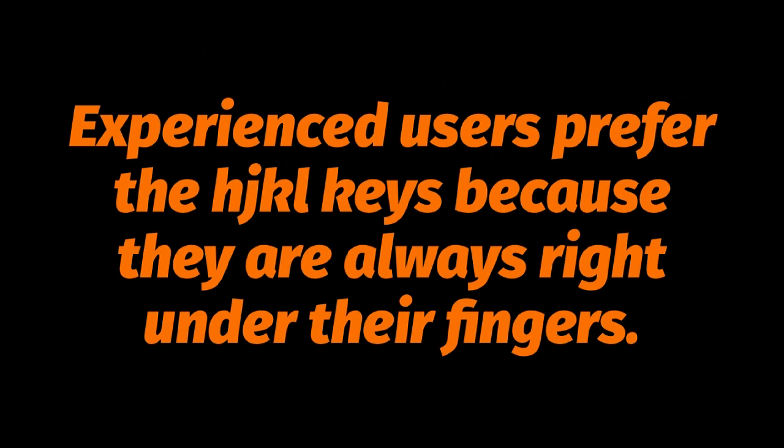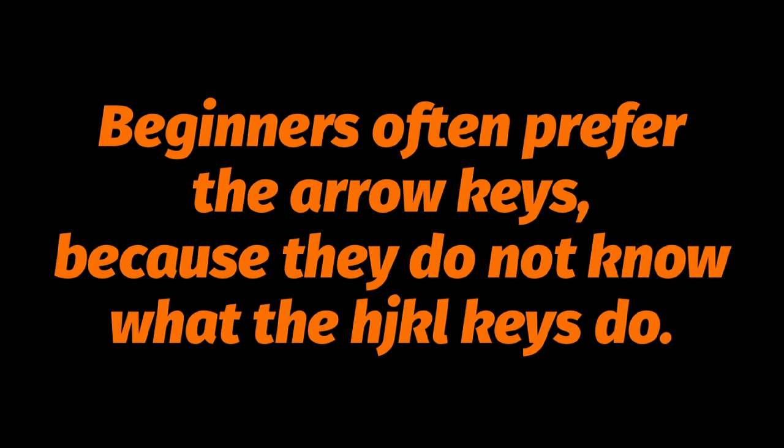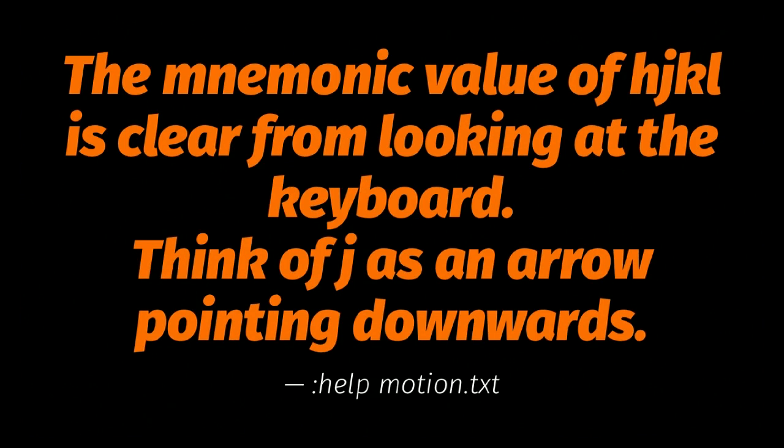From the Vim help, it says experienced users prefer to use HJKL because they're always right under their fingers. And I agree with that. It's a great statement. That's one of the reasons I love Vim, because my hands barely ever leave the home row. But beginners often prefer the arrow keys because they don't know what the hell HJKL does. And this is my favorite part of the help here. The mnemonic value of HJKL is clear from looking at the keyboard. Think of J as an arrow pointing downwards.